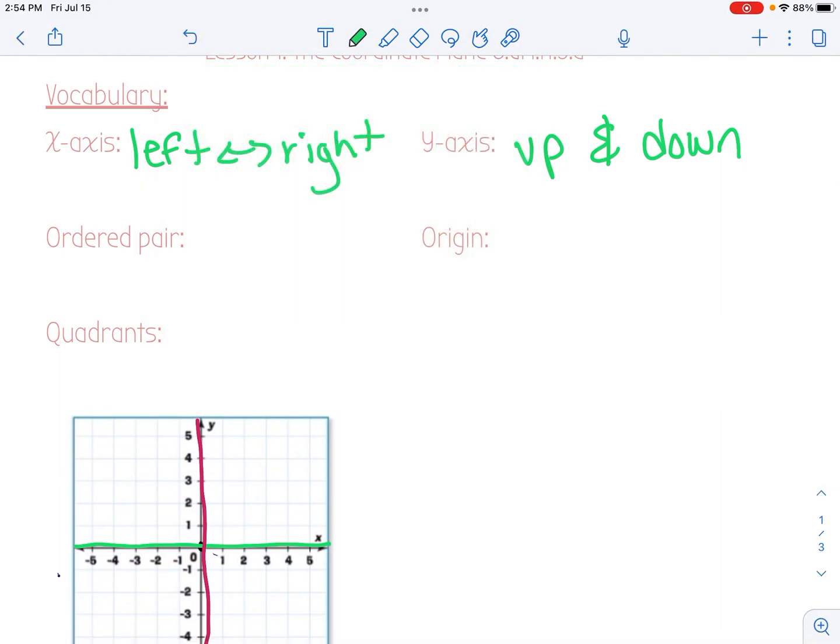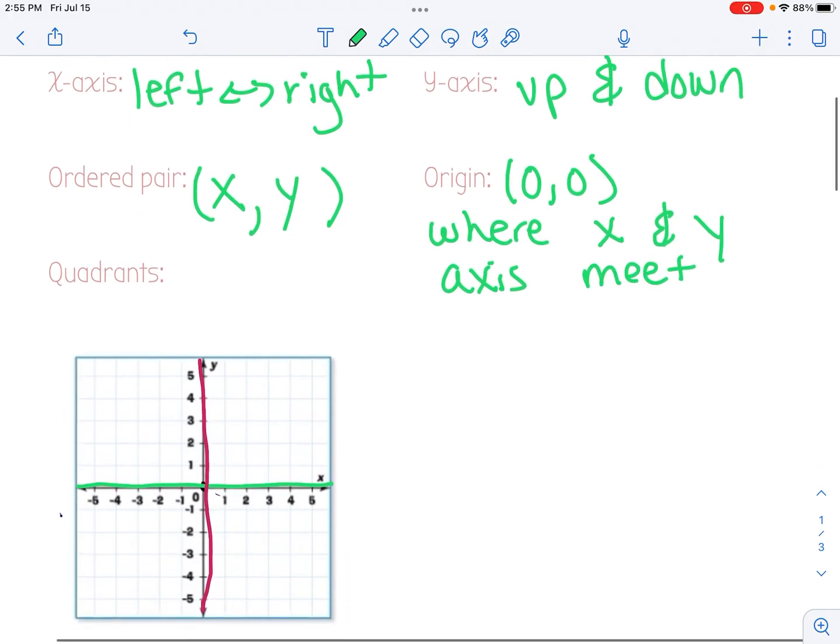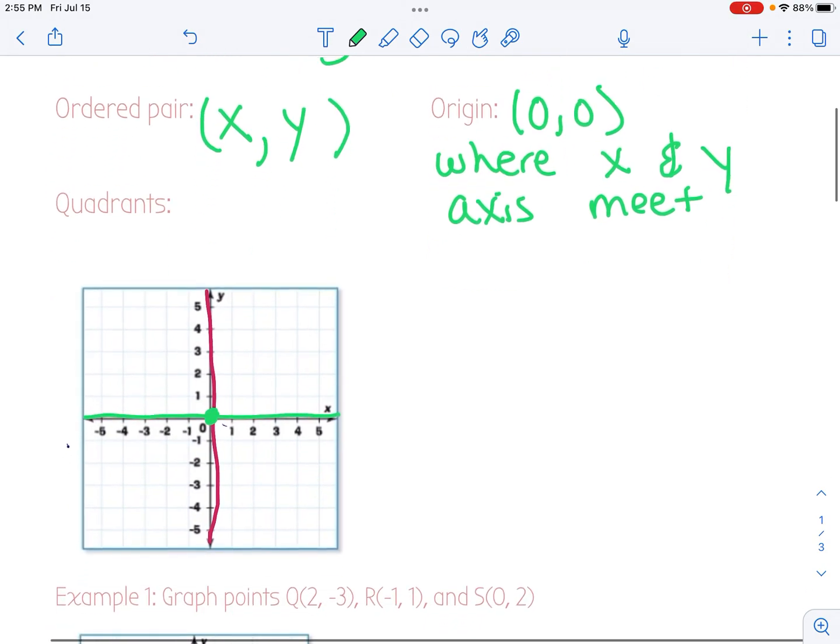An ordered pair tells us where a point is on the coordinate plane. And so we label points by doing parentheses. We put our x, and then we put our y, and we put a comma in between them. So this is how we locate points. The origin is always at (0, 0). This is where the x and y axis meet. So it's always at (0, 0), right in the middle where the x and y meet.